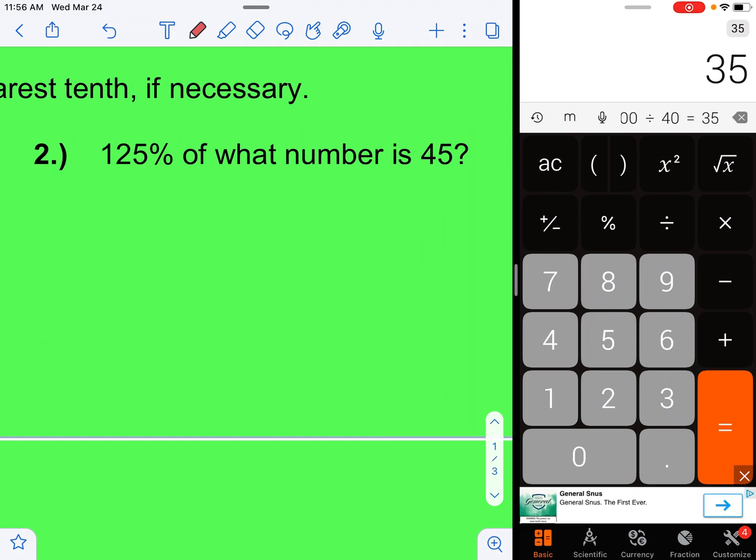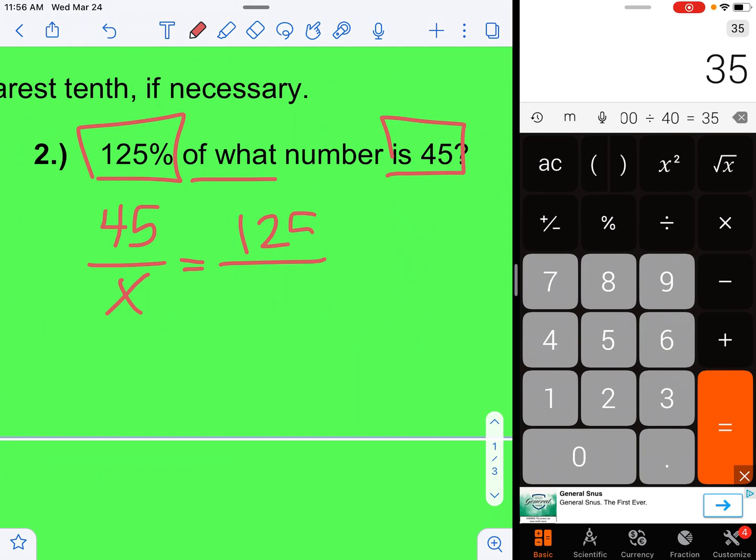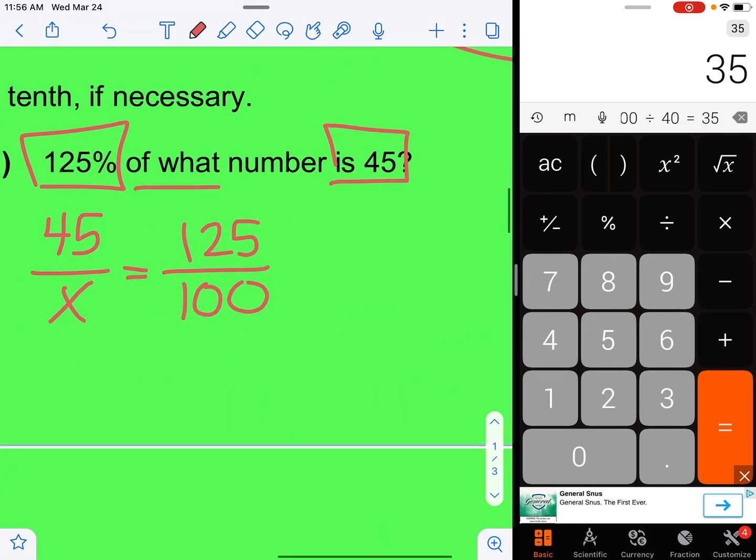Alright, and our last problem of these. We have 125% of what number is 45. So again, it's is over of, so the 45 goes on the top. We don't know what the bottom is, the of, but we do know our percent is 125, and it's always over 100.